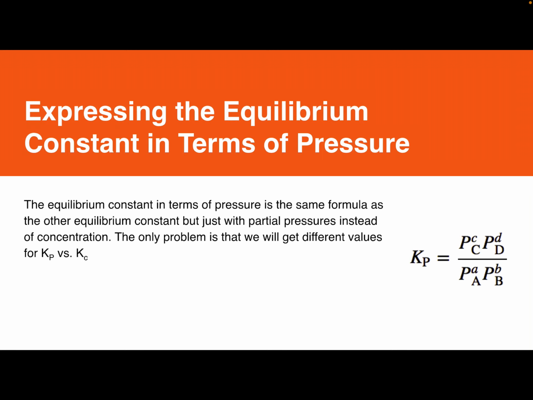Expressing the equilibrium constant in terms of pressure. Remember what I said, they'll throw in pressure to try to confuse you. Just pretend like pressure is concentration. So if they give you a problem in terms of pressure instead of concentration, the equilibrium constant in terms of pressure would be the partial pressure of the products raised to their coefficients over the partial pressure of the reactants raised to their coefficients.